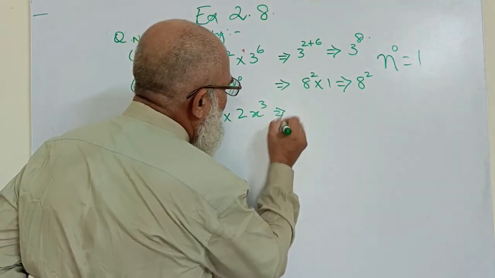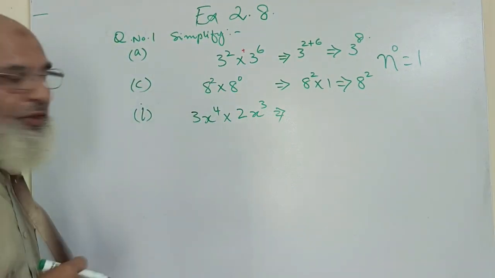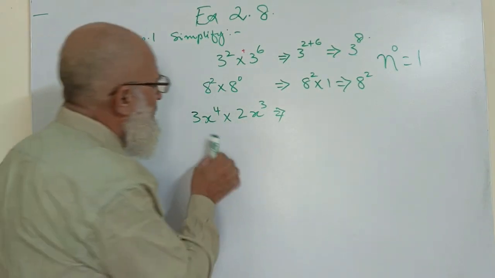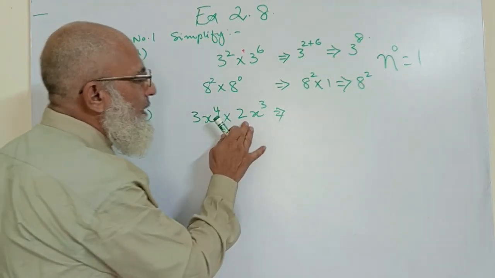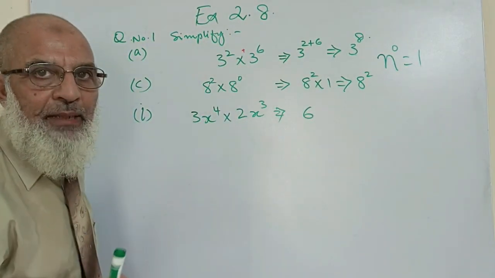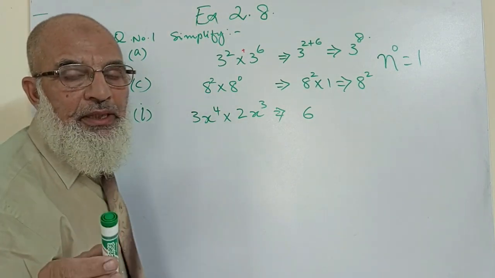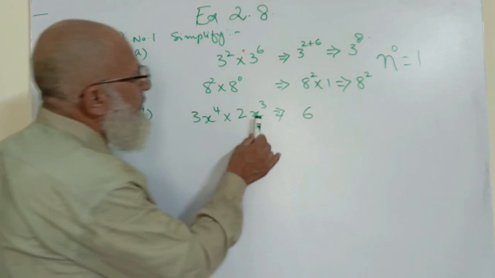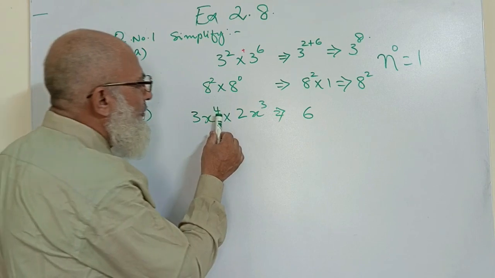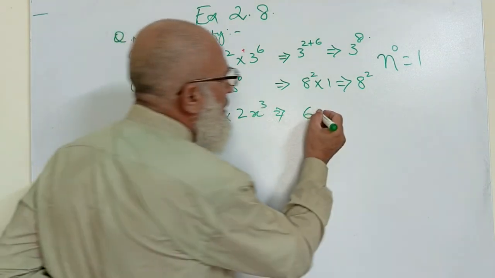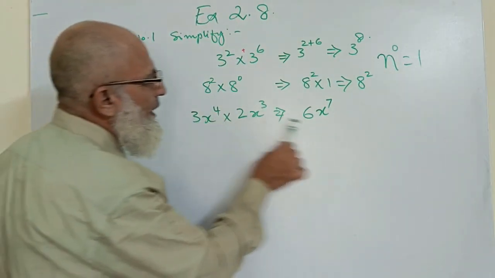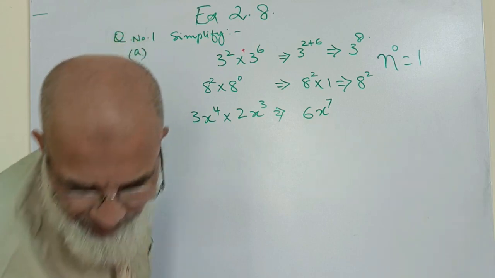Now, dear students, what you have to do is first you have to look for the coefficients. What are the coefficients over here? So here the coefficient is 3. Here the coefficient is 2. So 3 multiplied by 2 is 6. This will be your first step. Now second step will be the bases of the variables. The bases of the variable are x in both the cases. So you just have to add the powers together. So it will become x7, 4 plus 3 is equal to 7. 3 times 2 is 6.